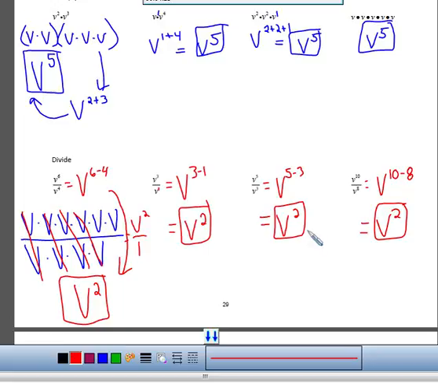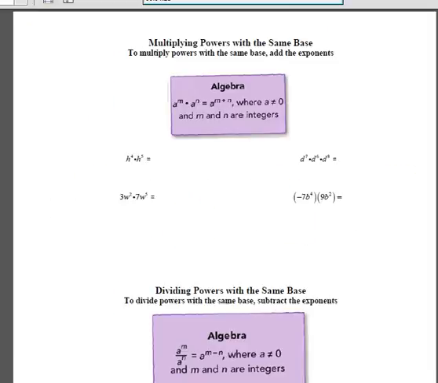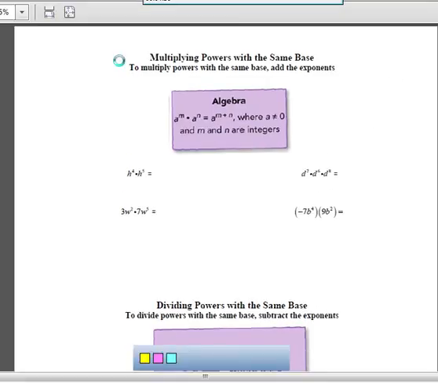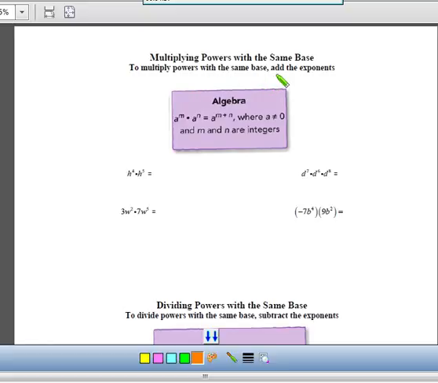Alright, so on the next page, page 30, we're going to summarize what we have. Just like with the situation we learned about earlier, multiplying powers with the same base. To multiply powers with the same base, add the exponent. Now you already knew about that.